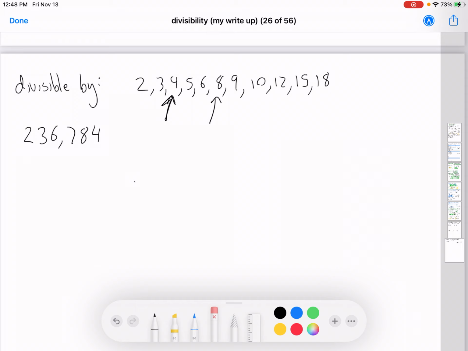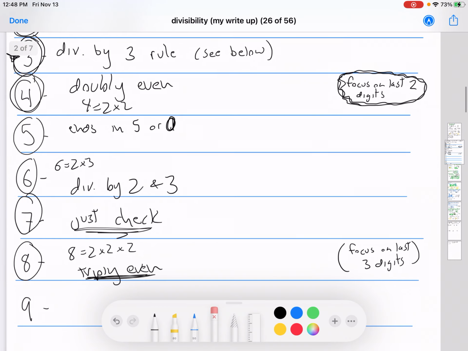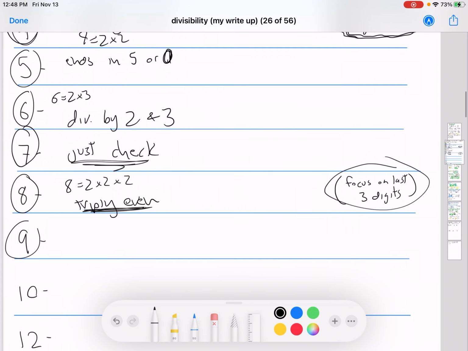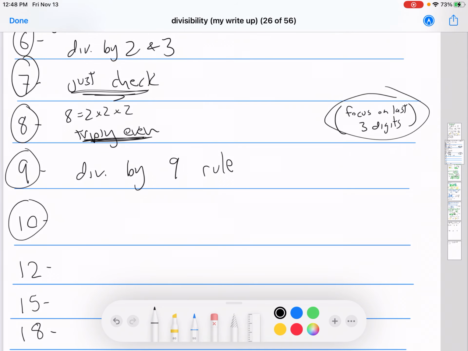All right, so get back up here to the rules. And so for 8, again, you only need to focus on the last 3 digits for triply even. For 9, we have the divisible by 9 rule. It was the same as the divisible by 3 rule. Add up all the digits, and if the sum of the digits is divisible by 9, your number is divisible by 9.